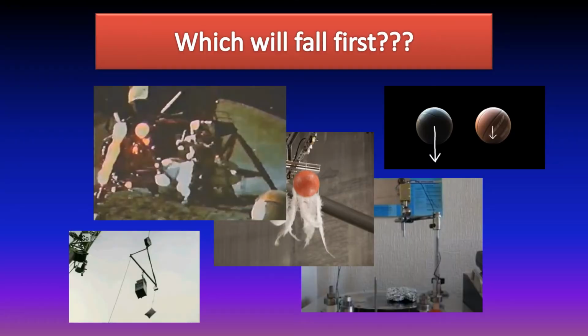I like to start the discussion of freely falling objects by posing the classic question: which will fall first, a hammer or a feather in a gravitational field? But the caveat to this is you neglect air resistance. Normally we think of a falling feather as floating down. What would happen if there was no air?